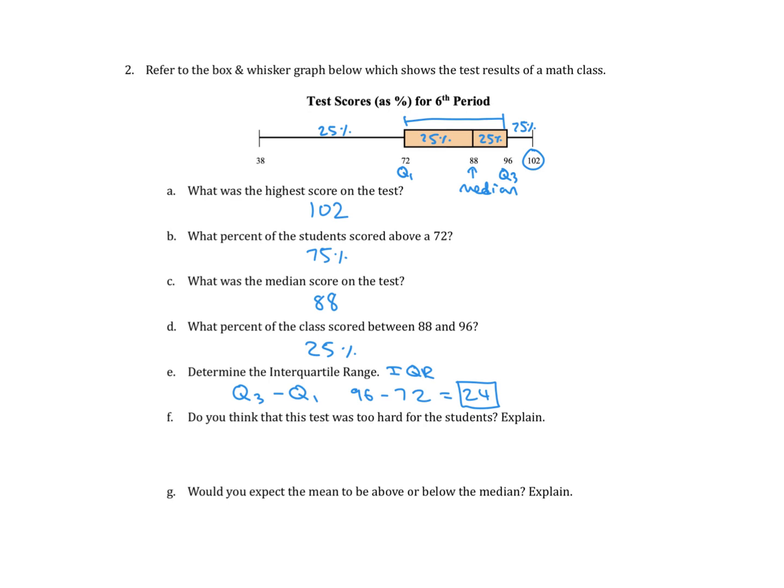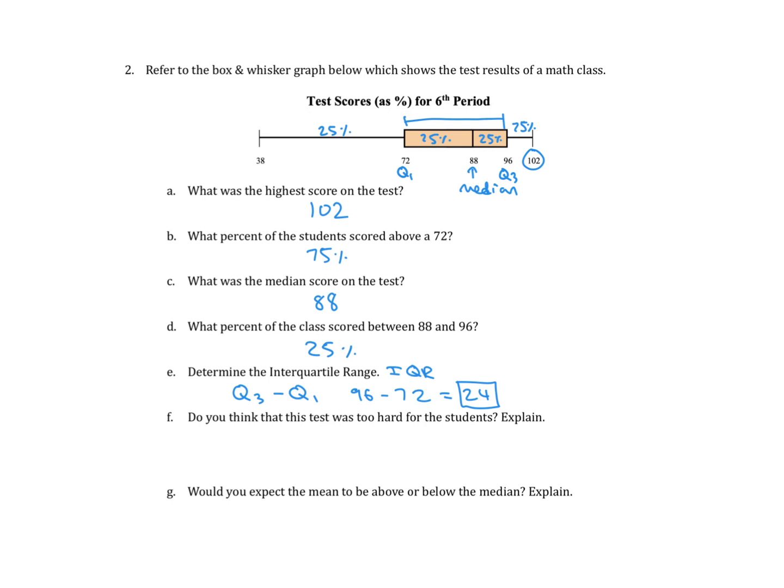Do you think this test was too hard for the students? Explain. Well, the smaller parts of the box and whisker are on the right. The upper whisker is very small. The upper half of the box is small. The lower half of the box is more spread out, and then that lower whisker is really spread out. Each of those 4 parts represents the same number of data values. The smaller parts indicate that the data values are clustered closer together.